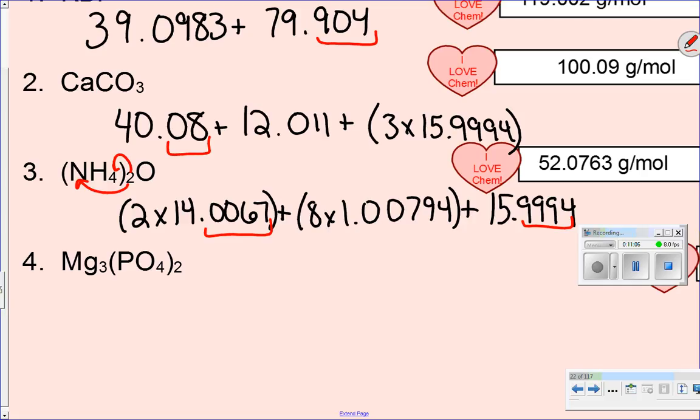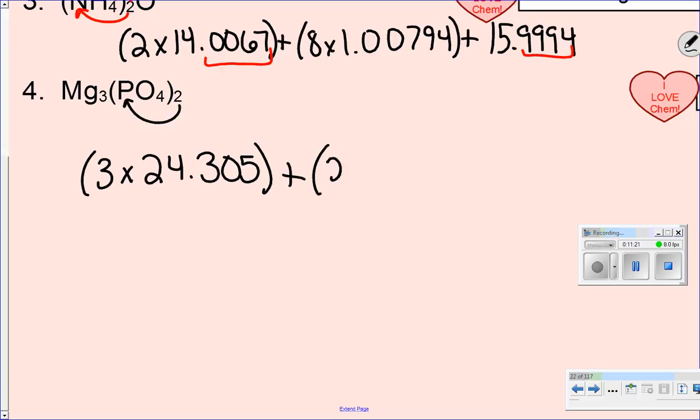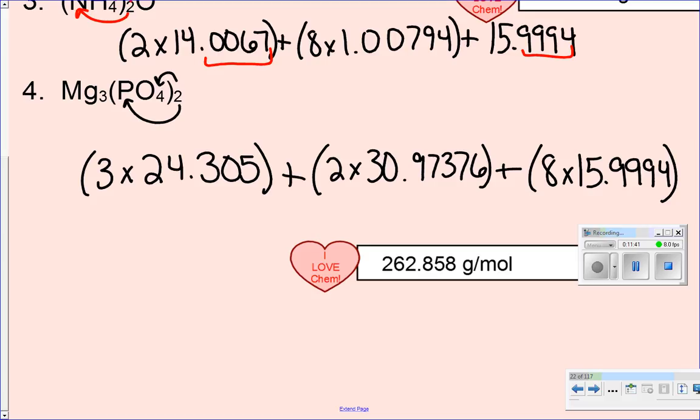And last but not least, I gave you a lot of subscripts to deal with on this one. Your magnesium phosphate. We have 3 magnesiums, each with a mass of 24.305. This 2 goes to our phosphorus, so 2 times 30.97376. 2 also goes to our oxygen, so we have 8 total oxygens, times 15.9994. This gives us a total of 262.858 grams per mole. We're actually limited by our 3 decimal places in magnesium.